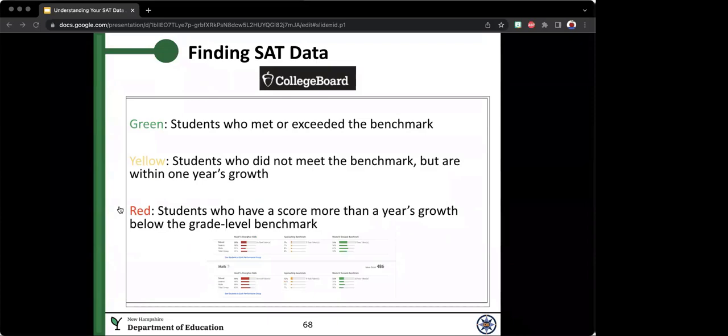This kind of tells you what those colors mean a little bit. So green, obviously good. They are meeting or exceeding the benchmark. Yellow, those are the students, sometimes we typically refer to them as maybe on the cusp. They didn't quite meet the benchmark, but they are within a year's growth of being able to do so. And then the red indicates that students in this area are unfortunately more than a year's growth behind what SAT and College Board consider to be grade level benchmarks.